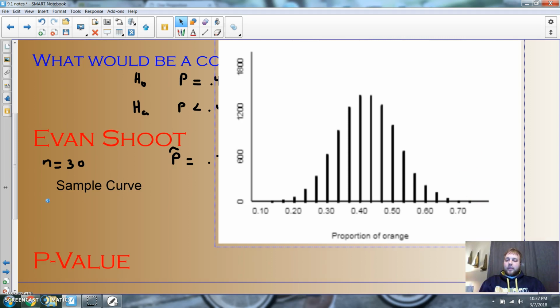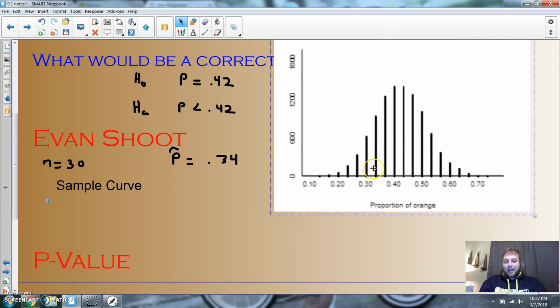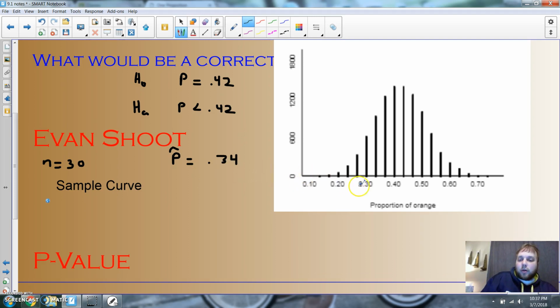This would be all the ways I could get it. If I truly get normally 42%, I could have some bad games. I could have some good games shooting 30 times, right? Not always going to land at 42. Now, in class, he shot a 34, which would be right around here, right? Does that make sense? Does this seem like a feasible score he could have gotten if this was true? Basically, if 42 was true, does it seem like he could get a 34?